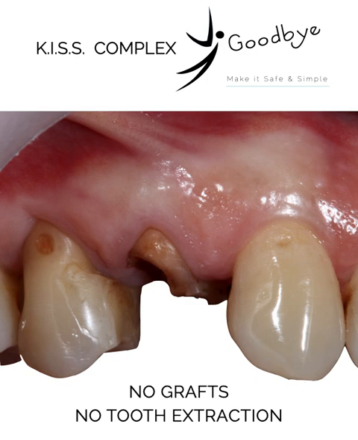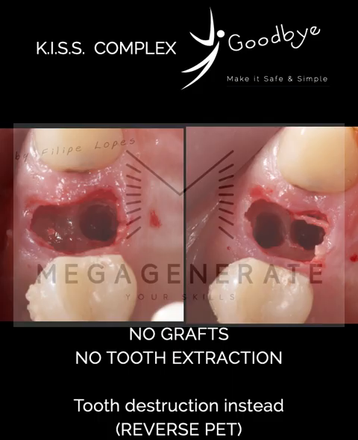So look at this simple case. It's a bicuspid with a root fracture. One of the distal parts was to the bone. And the key message is that there were no grafts and no tooth extraction.